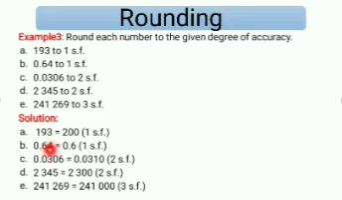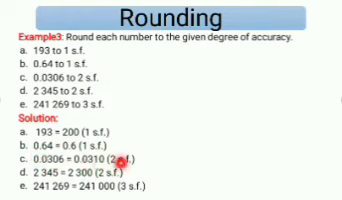4 is less than 5, right? So that means you are going to leave 6 as you have it here. So this one to 1 significant figure is what? It is 0.6, because 6 is the only significant figure here. Is that clear?